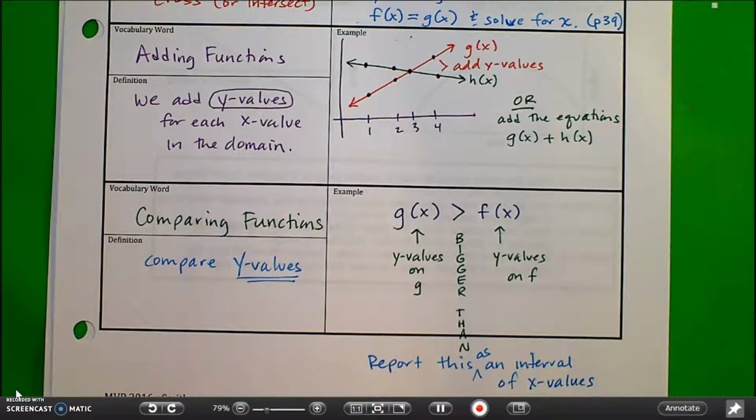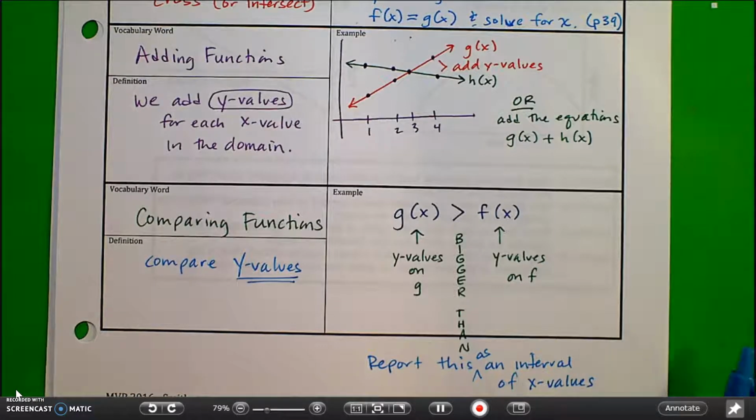And there's a couple of examples of these in the first part of 3.6, the first couple pages. There were some problems that asked where is one function bigger than the other, or where is one function smaller than the other. Okay?